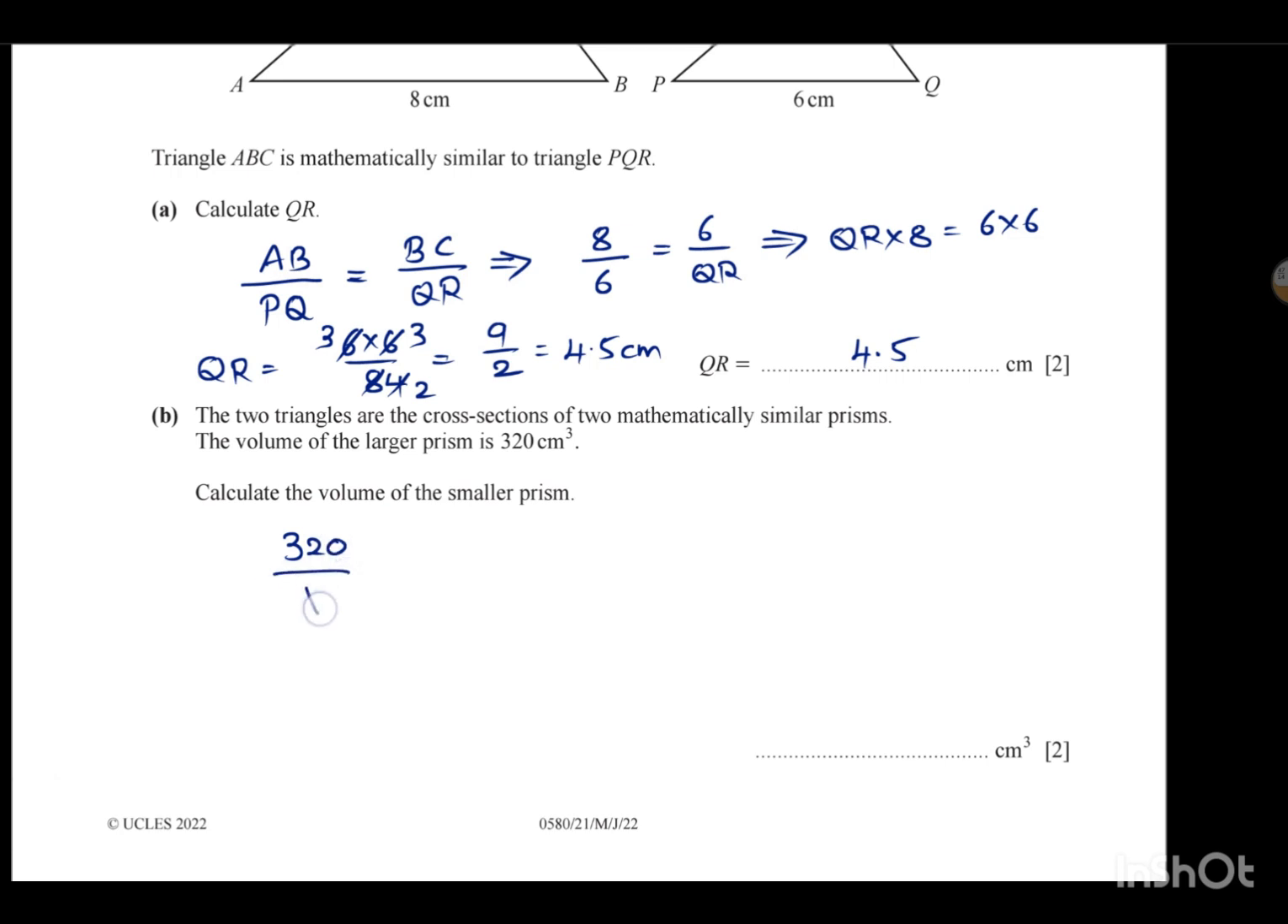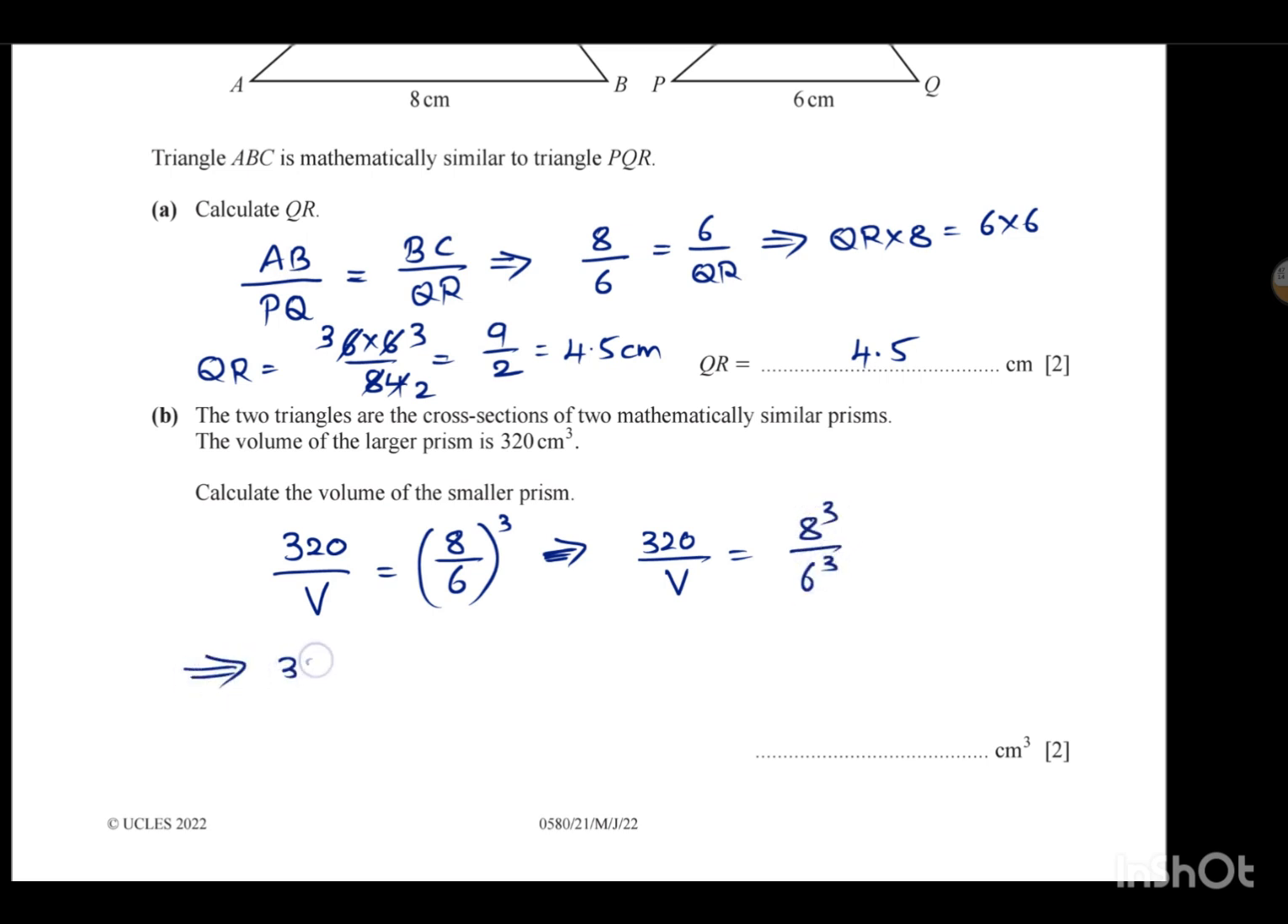Always when two 3D shapes are mathematically similar, the ratio of their volumes, now we will take V as the volume for the smaller prism, will be equal to the ratio of the cubes of their corresponding sides. So let us take the corresponding sides 8 by 6. Solve it now: 320 by the volume of the smaller prism is equal to 8 cube by 6 cube.